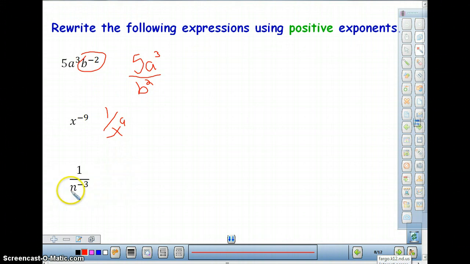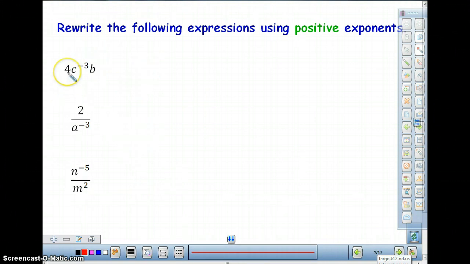Okay, here where it's already 1 over n to the negative 3, I'm going to take that n to the negative 3 and move it to the top. So I end up with n, and I make that exponent positive because it was in the bottom of my fraction. Now it goes on top. I could put this over 1, but then you would have to reduce this to just regular n over n to the third power.